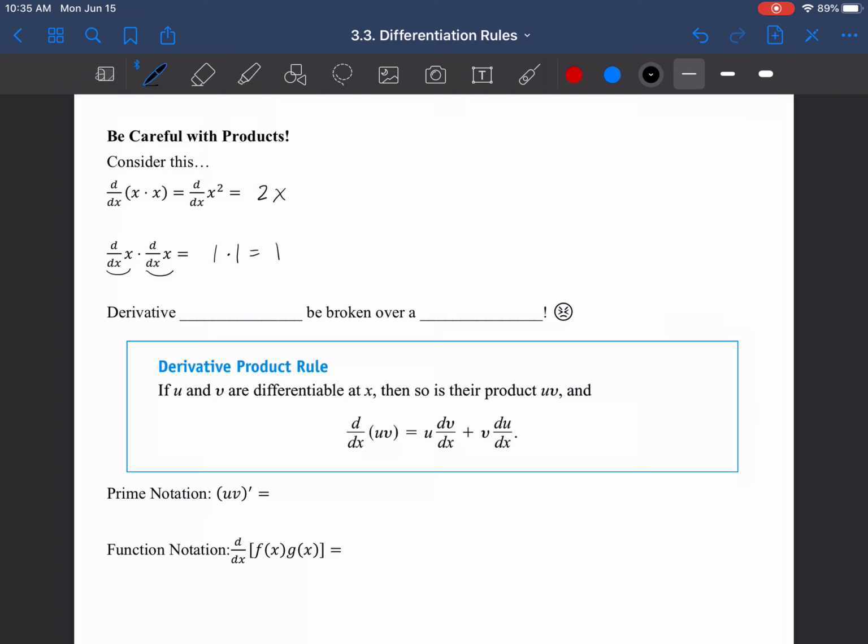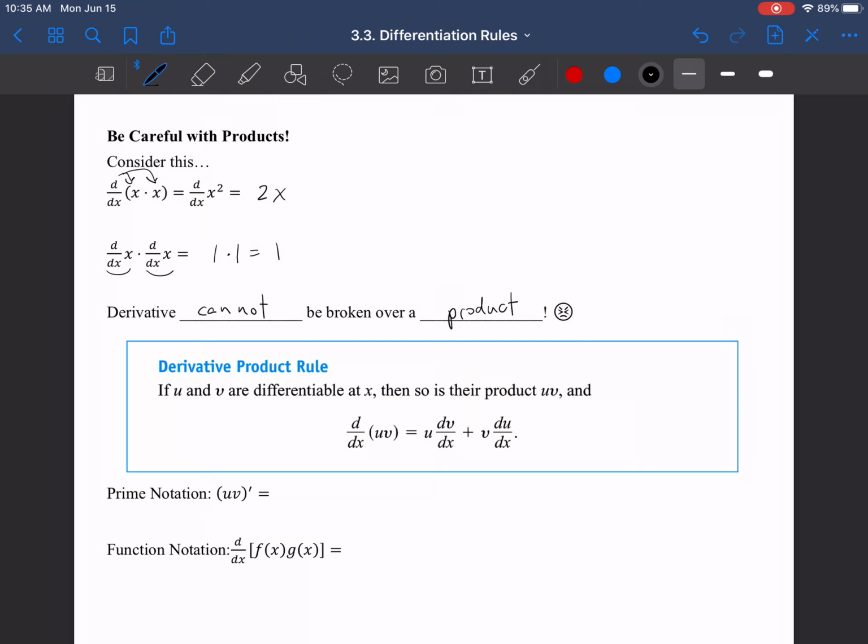And so these two things do not equal each other. So be very careful, because the reason you're getting shown this is you might be tempted to distribute this derivative through onto each x. But you don't want to do that, because if you do, you're going to end up getting it wrong. Basically, what I'm saying here is that a derivative cannot be broken over a product. You can't do that. All right, that's not going to work. You're going to get it wrong, so don't do it.